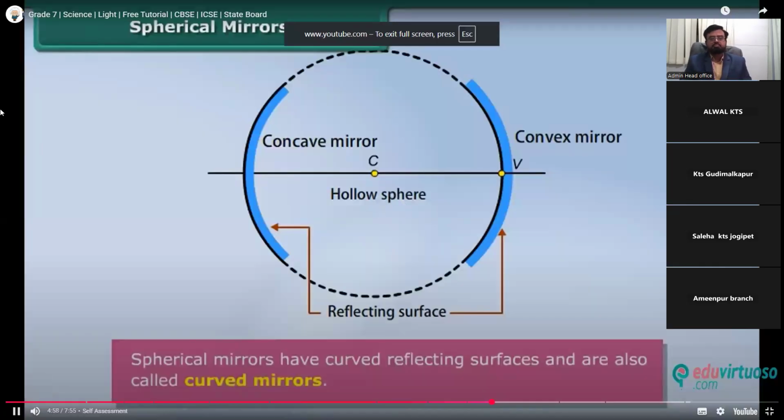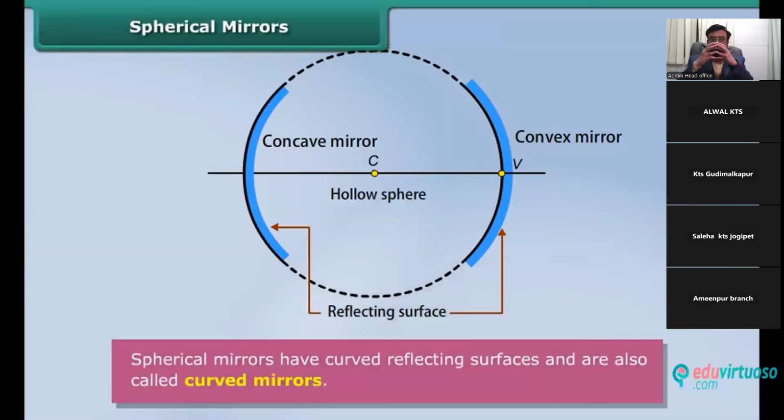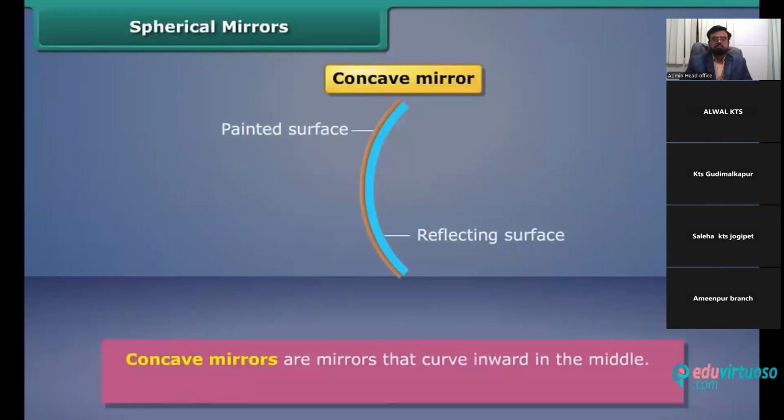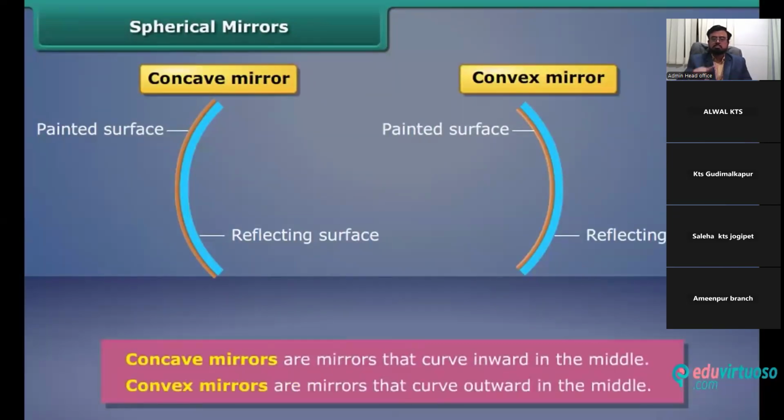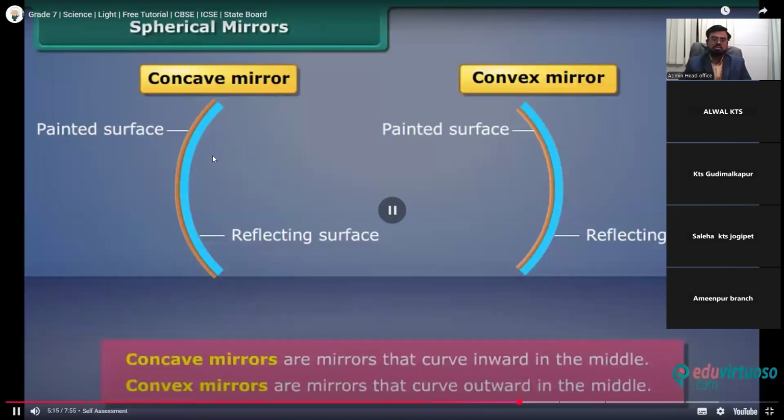Spherical mirrors are also called curved mirrors. It's a hollow sphere, just like a rubber ball. There are two kinds of spherical mirrors, namely concave mirror and convex mirror. Concave mirrors are mirrors that curve inward in the middle, whereas convex mirrors are mirrors that curve outward in the middle. See, here it is the reflecting surface. Outside is coated, painted, whereas in convex, inside is painted, outside is the reflecting surface.